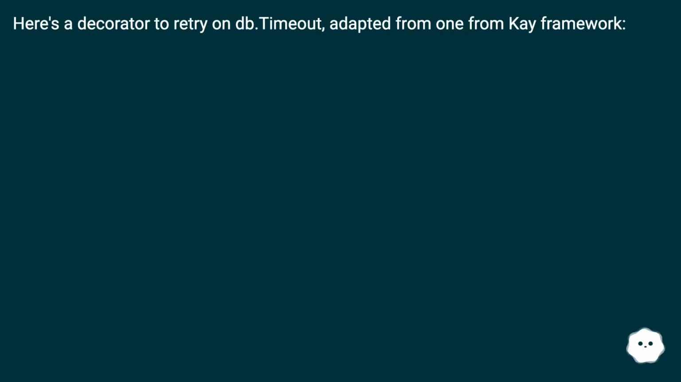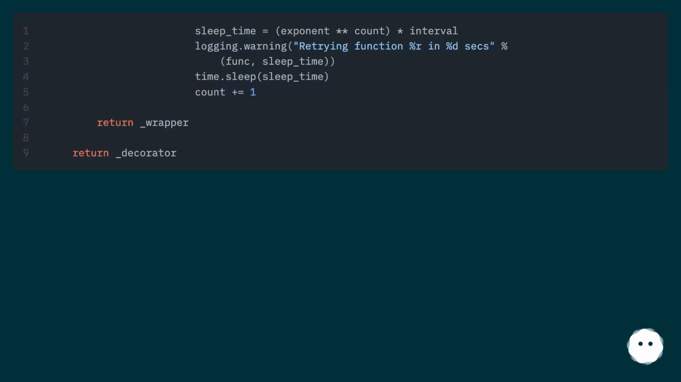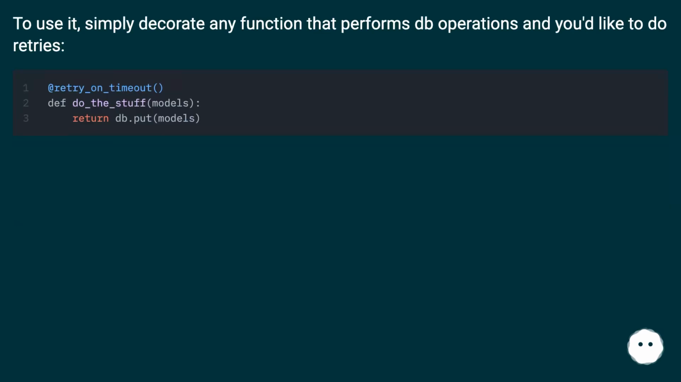Here's a decorator to retry on db.Timeout, adapted from one from the Kay framework. To use it, simply decorate any function that performs db operations and you'd like to do retries.